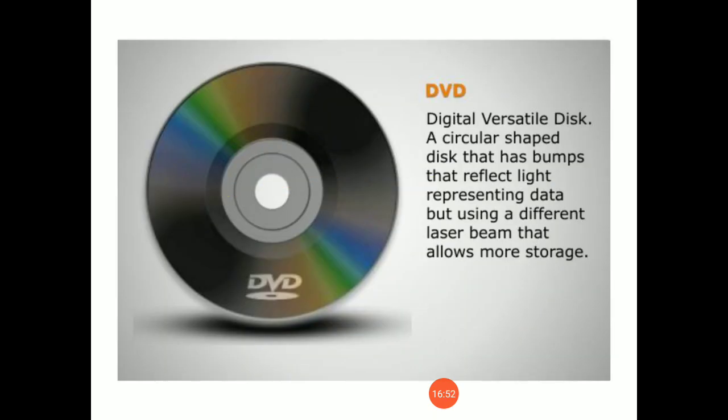So the next is DVD. We know the full form of DVD is digital versatile disc. It is again an optical memory. It has much more storage capacity than that of a CD. It uses a laser beam of shorter wavelength as compared to that used in CDs. A CD drive uses an infrared laser beam with a wavelength of 780 nanometer, whereas the laser used in a DVD has a wavelength of 635 nanometer.